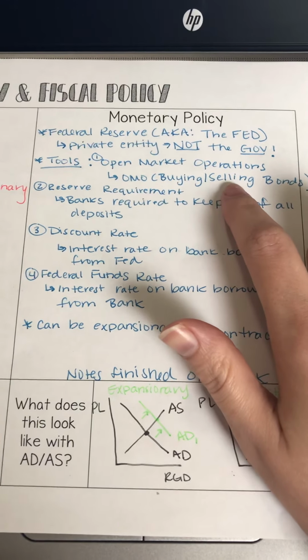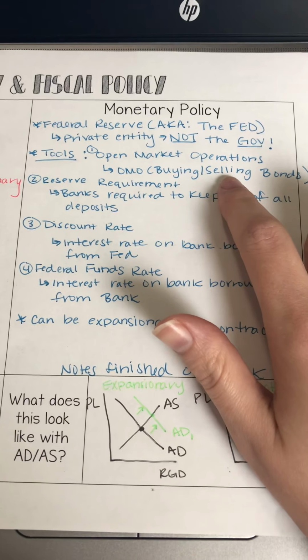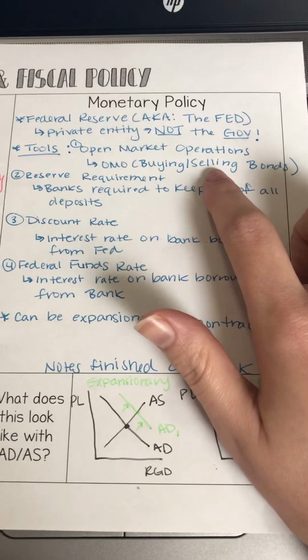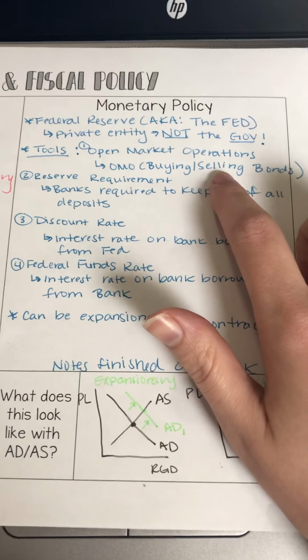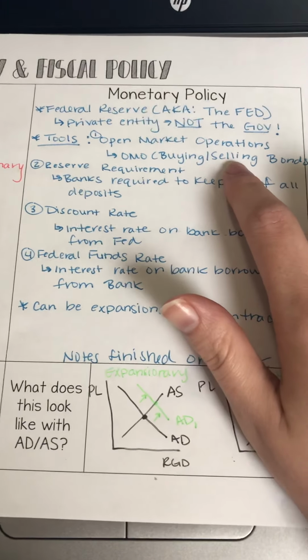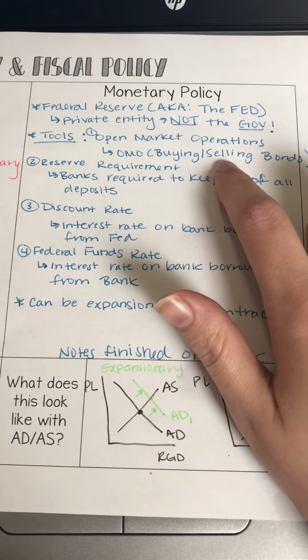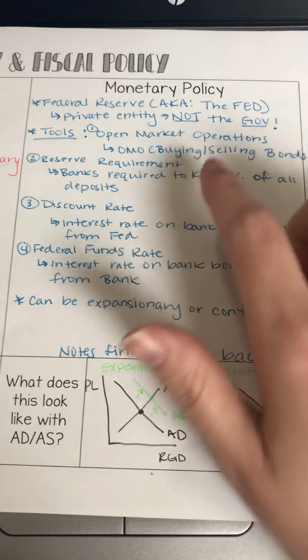So when we talked about how circular flow is kind of like a rubber band growing and shrinking, buying and selling bonds is how the Federal Reserve controls literally how much cash is going around in the economy, right? So open market operations is directly changing the size of that rubber band that we talked about.